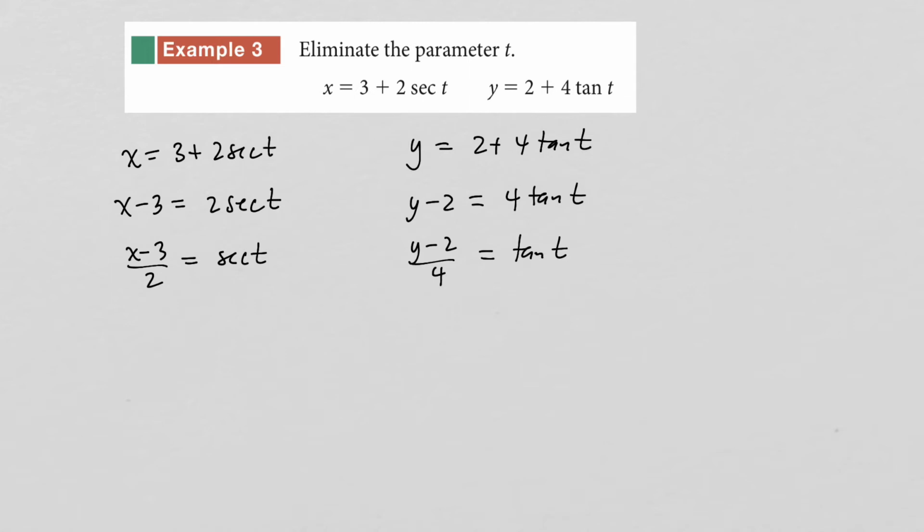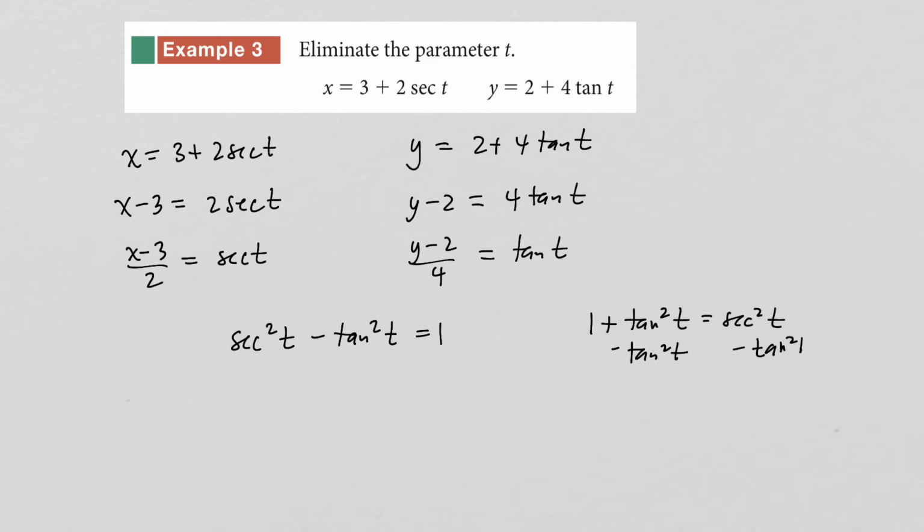Now, to eliminate the parameter, we need to have a relationship between secant and tangent, and we do. We know that secant squared of t minus tangent squared of t is equal to 1. Now, we don't normally state this identity in this way. You might remember that what we normally do is we say 1 plus tangent squared is equal to secant squared. But if I subtract tangent squared from both sides, you can see that we end up getting this identity here.